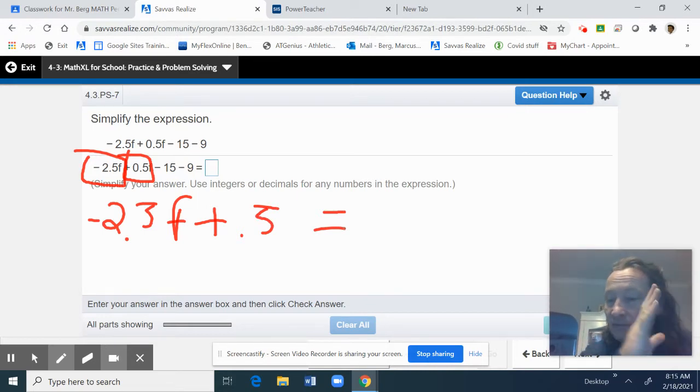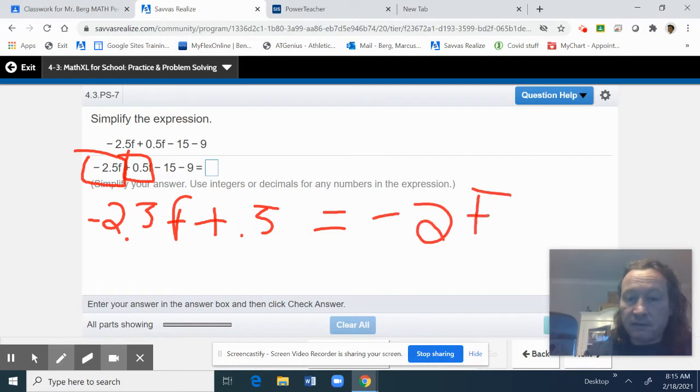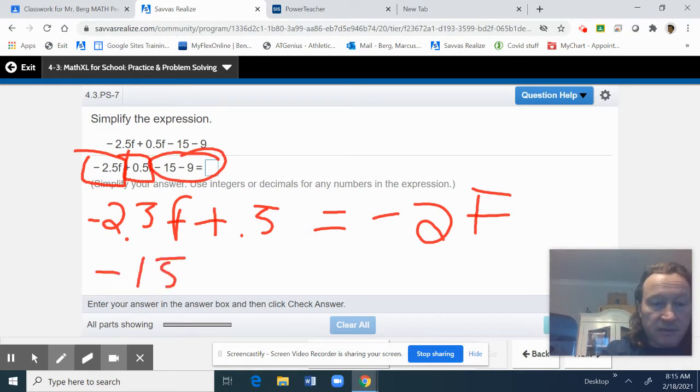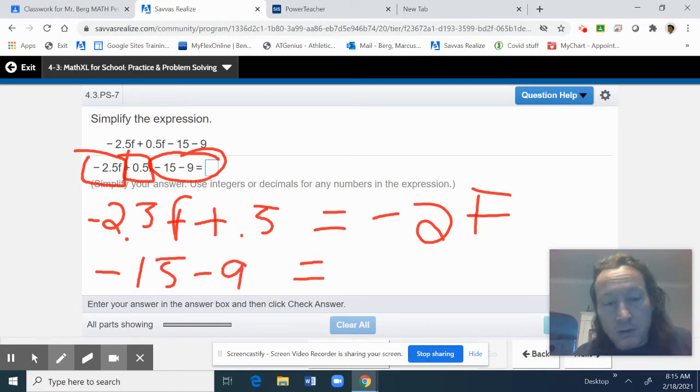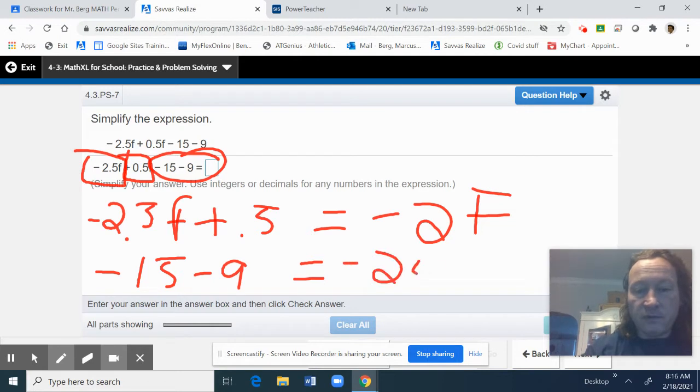Negative 2.5 plus 0.5 would be negative 2f. And then I also have these ones, the negative 15 and the minus 9. Make sure you take the signs with them. This is what we did at the beginning of the year when we were adding and subtracting with negatives. We're at negative 15. So this is 0. I'm all the way back at negative 15, and we go back 9 more. So that would give me negative 24.